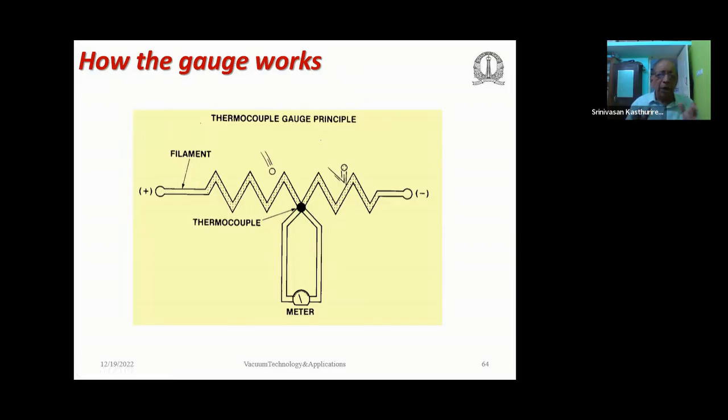It is based on heat transfer. You normally measure the temperature of the filament in the presence of the gas. When more molecules are present, the temperature of the filament will be low. When fewer molecules are present, that means as the system gets evacuated, the temperature of the filament will go up, obviously. So you monitor the temperature of the filament and equate it to the pressure, and that is what is called a thermocouple gauge.